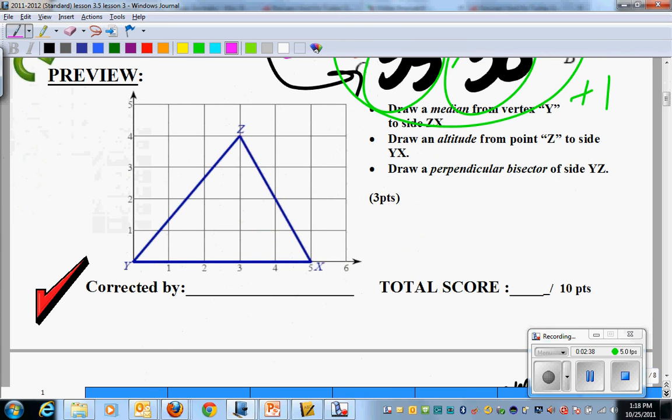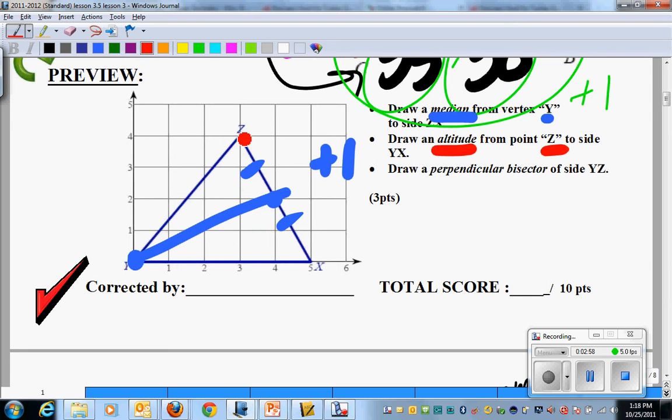At the bottom, if you watched last night's videos, this was not hard. The median means I'm going to go from Y to the midpoint. That's a median. That's plus 1. Forgot the hatch marks, they're down 1/2 point, because median connects midpoint. Next one, altitude from Z. An altitude goes from a quarter to a right angle. That's plus 1. No right angle, 1/2 point down.